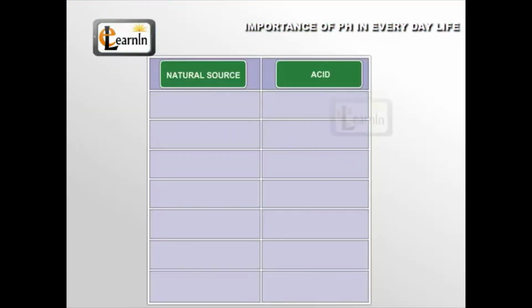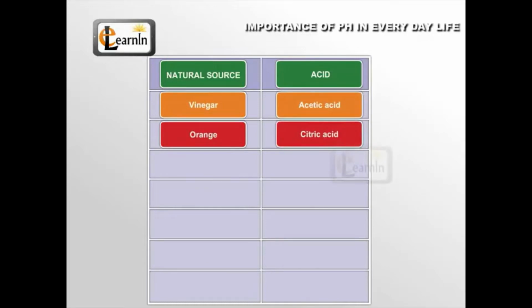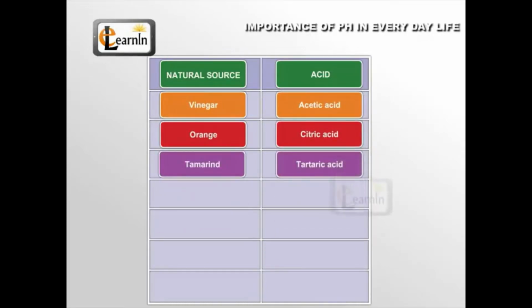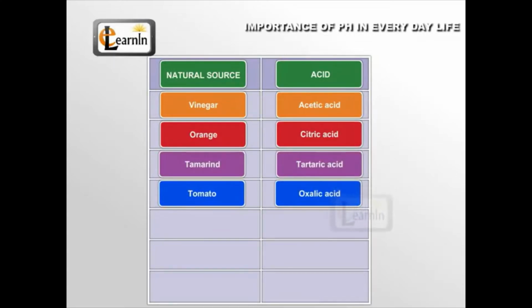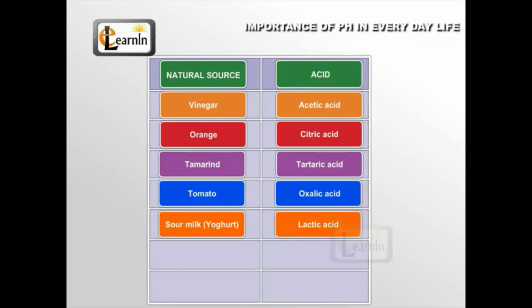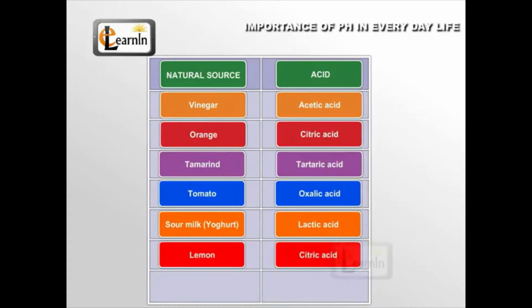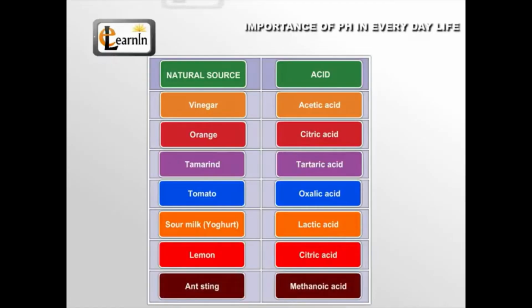Some more of the naturally occurring acids are vinegar, which is acetic acid, orange, which is citric acid, tamarind, which is tartaric acid, tomato, which is oxalic acid, sour milk or curd, which is lactic acid, lemon, which is also citric acid, ant sting, which is methanoic acid.